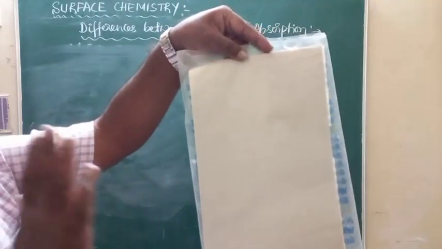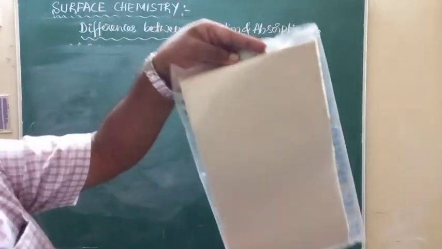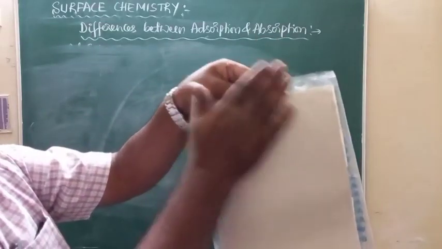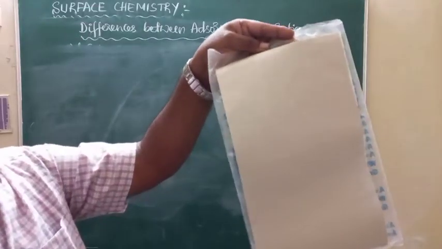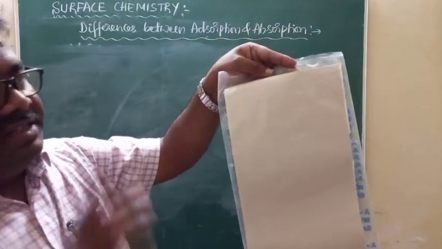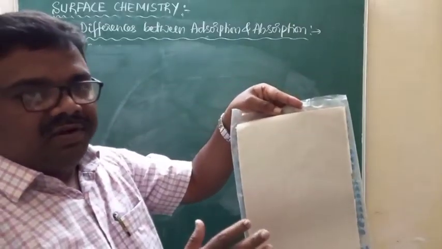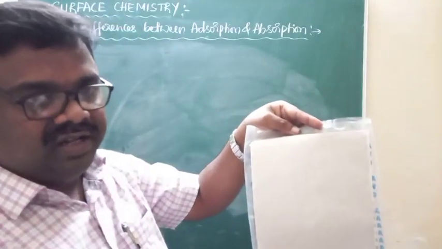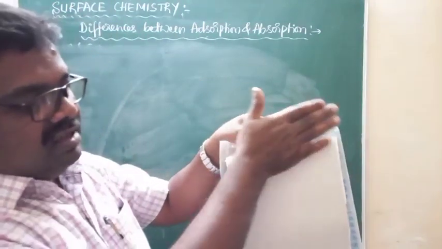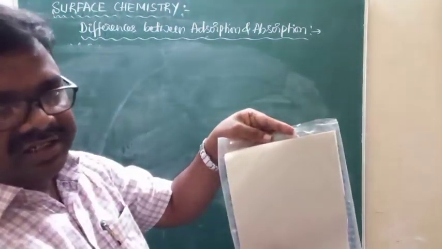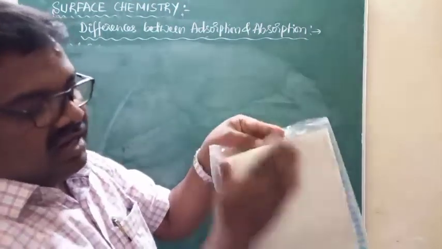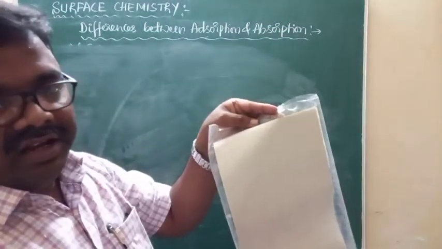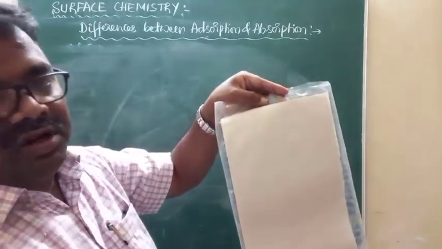These adsorbed water molecules can be easily removed. Adsorbed water molecules on the plastic can be easily removed by applying mechanical force. That process of removal of adsorbed substance from the surface of the adsorbent is called desorption. Here, the plastic cover is the adsorbent and water is the adsorbate. I can easily remove the water particles from the plastic surface by applying mechanical force. So this is adsorption of water on plastic.